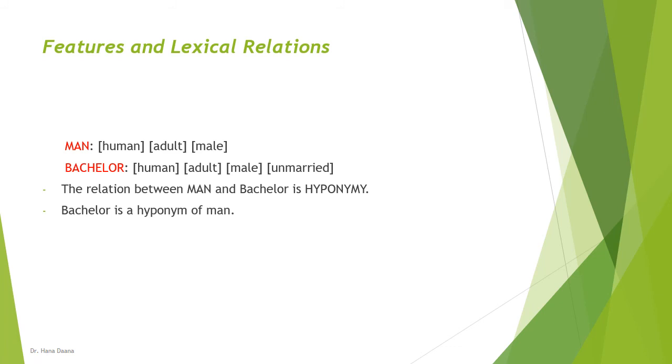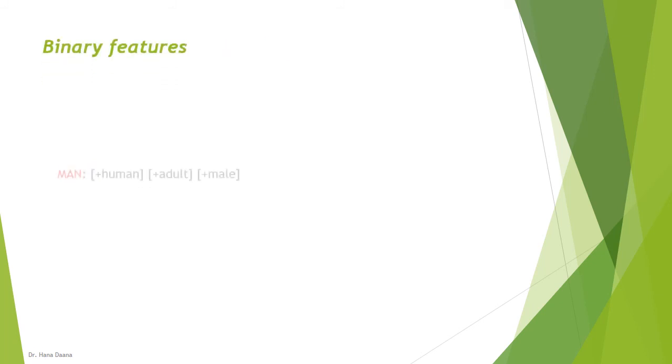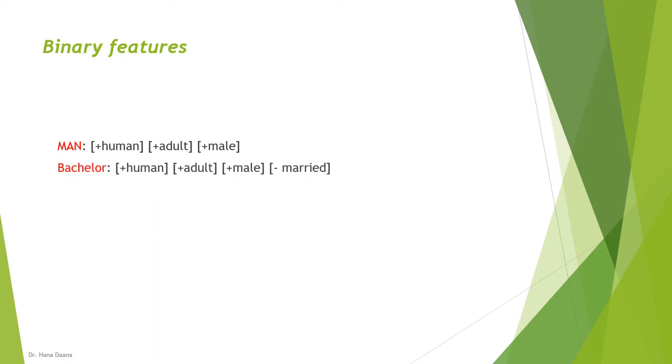These features can also be used with the plus or minus signs. Man: plus human, plus adult, plus male. Bachelor: plus human, plus adult, plus male, minus married. Such a form is called binary. These are referred to as binary features.